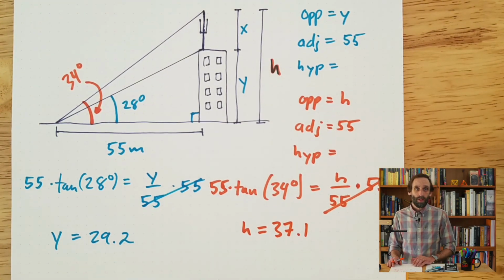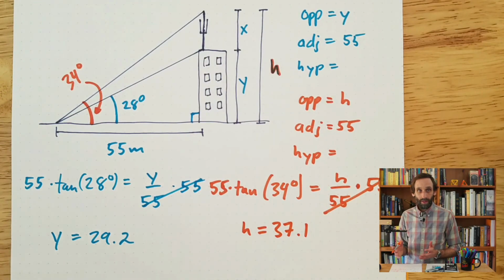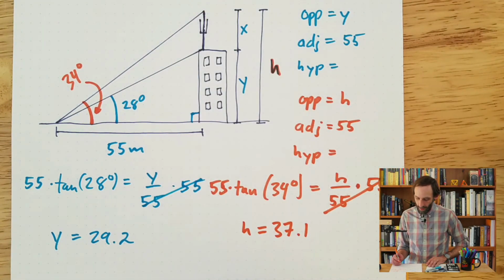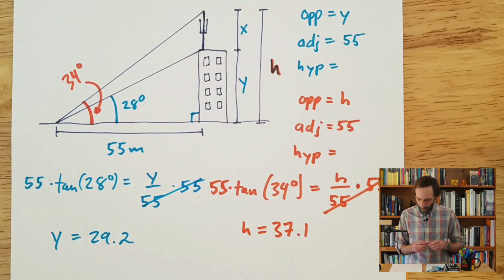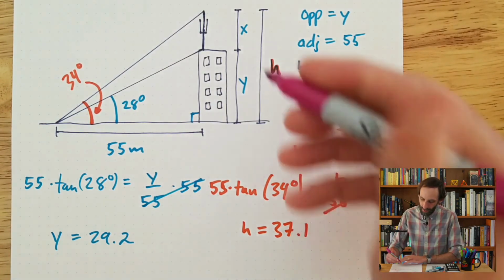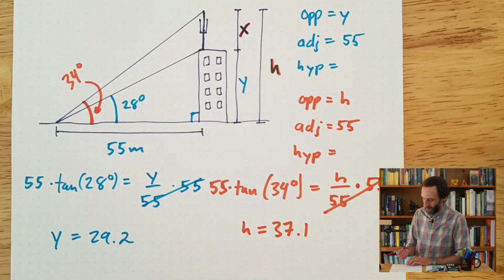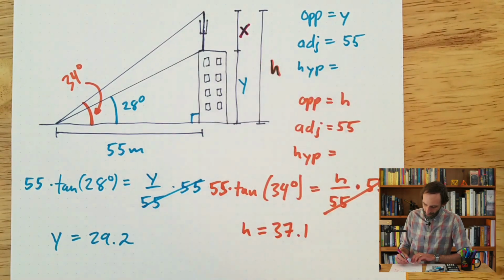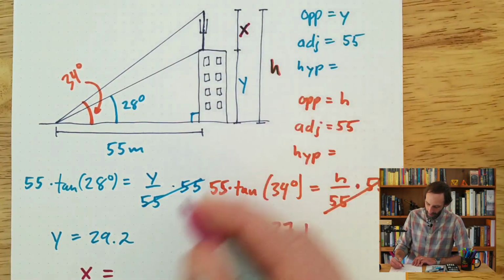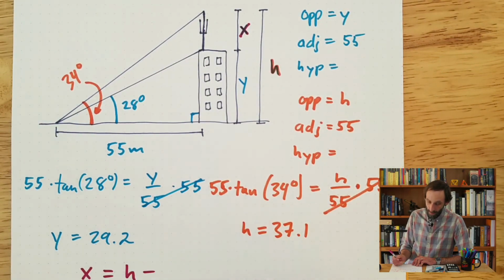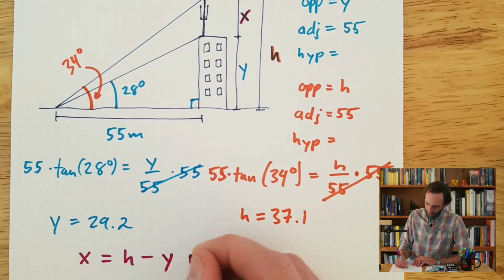Okay. Now using these two pieces of information and the diagram, I can discover what the value of x is. So let's use a different color here. Indicate that we're talking about a different magnitude. So I'll put this one also in the magenta color, I guess this is. So I know that x is equal to this height h minus the building height, which is y.